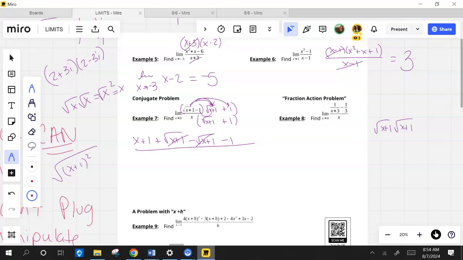When you multiply exactly identical square roots, they just cancel each other out. Because this is the same thing as the square root of x plus 1 squared. Those are opposite operations.